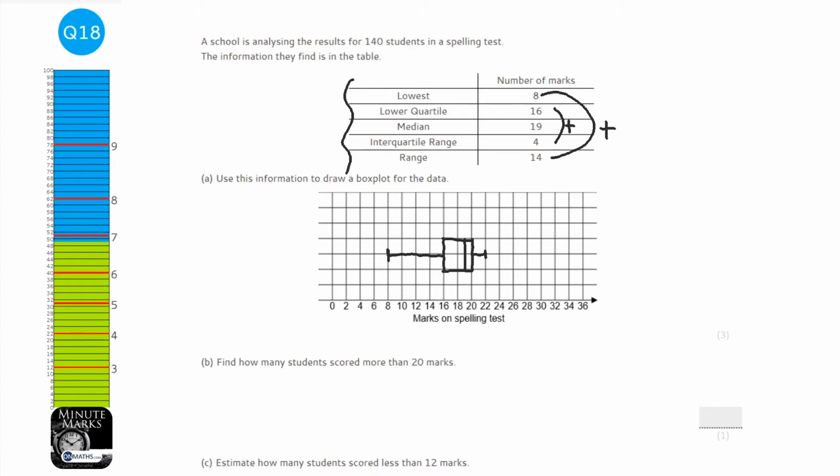Or question A. Question B says, find how many students scored more than 20 marks. Well, 20 marks is our upper quartile. That means that 25% of the students scored more than 20 marks. So there are 140 students, so I just need to find out 25% of 140, and I can halve it, then halve it again, which is 35. So it's 35 students.